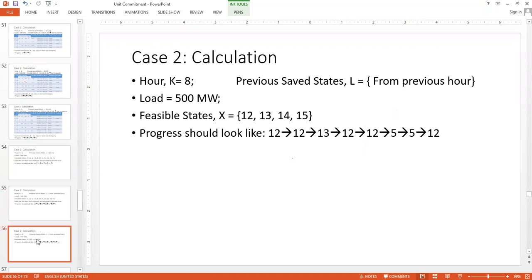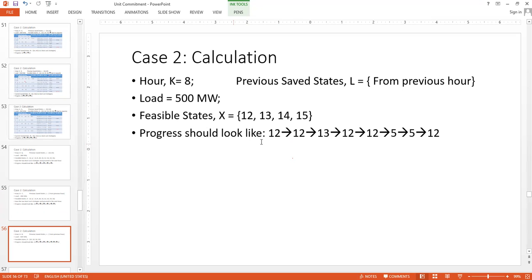Hour number 8, the last one, 500 megawatt. Because of the increment in the load value, the feasible states are now reduced, only 4. Again, you pick L from the previous hour. You calculate the transitions and everything for all the combinations here.